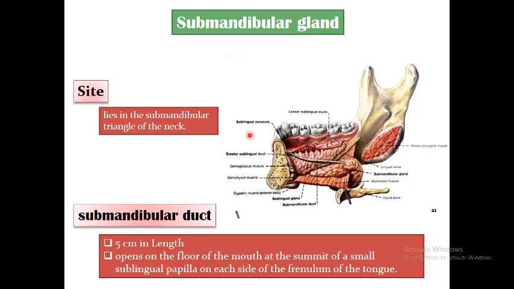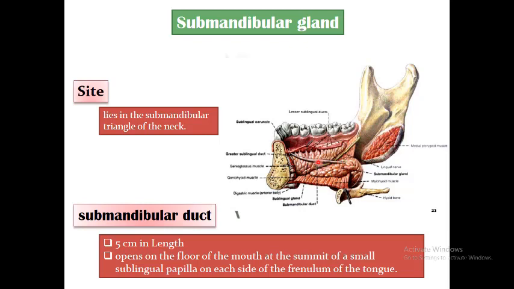About the submandibular gland, where is it located? Located in the neck, in the region called the submandibular triangle of the neck. Okay, what about the submandibular duct? This is the submandibular gland. The submandibular duct is also 5 centimeters, but it runs upward, and this is very important to know.